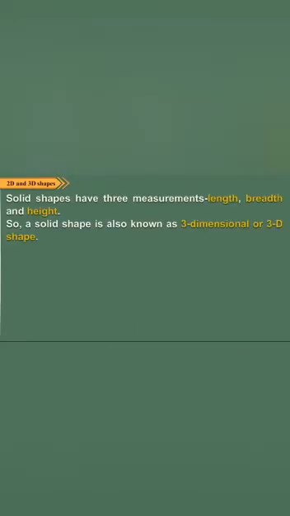It can be traced with a 1 rupee coin, carom coins, etc. Children, now let us know about some solid shapes. Solid shapes have three measurements: length, breadth and height. So a solid shape is also known as three-dimensional or 3D shapes. Solids have faces, edges and vertices.